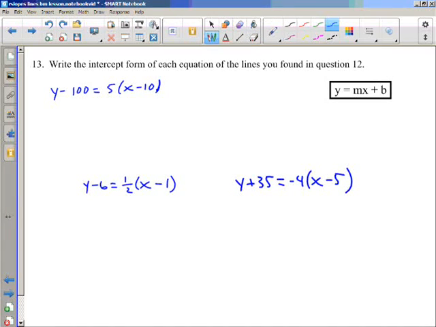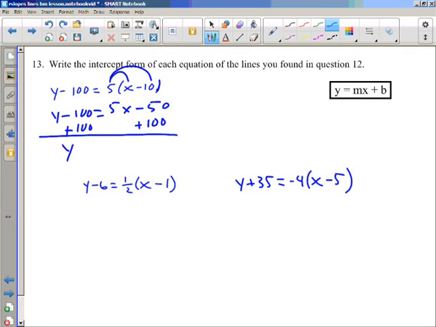Our method for turning into slope-intercept form is to simply distribute and solve for y. So if we distribute the 5, we get 5x minus 50. And then we have a minus 100 that we need to undo. We undo by adding 100. Combining those like terms, we get y equals 5x plus 50. And we are done.